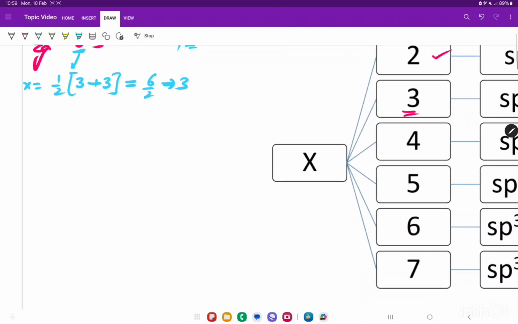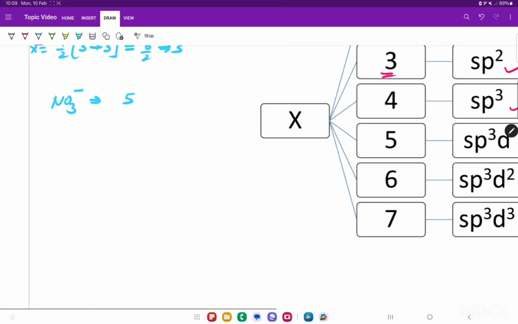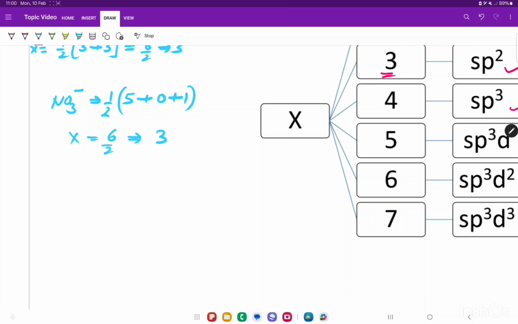Okay. Now we take one more example. If I take NO3 minus, the central atom is nitrogen having 5 electrons, and the surrounding atoms are oxygen, which are divalent, so we will not take any surrounding atom, we will take it 0. Plus the negative charge, we will add 1. Divided by 2, we will get the value of x. x comes out to be 5 plus 1, 6. 6 divided by 2, again 3. Thus for NO3 minus also, the hybridization is sp2.